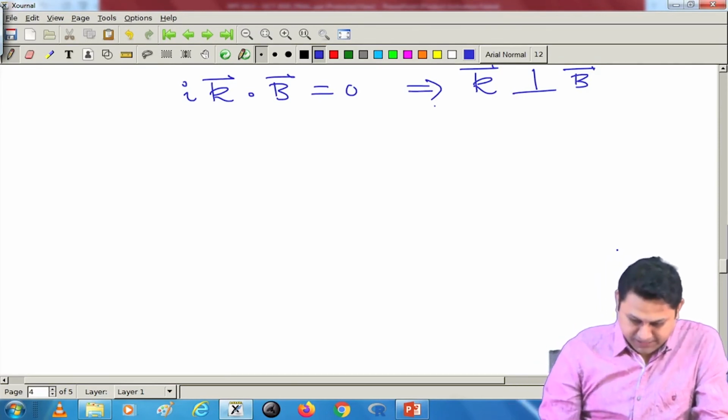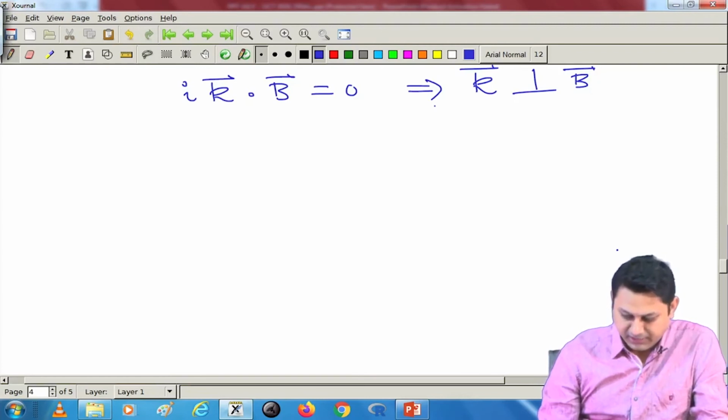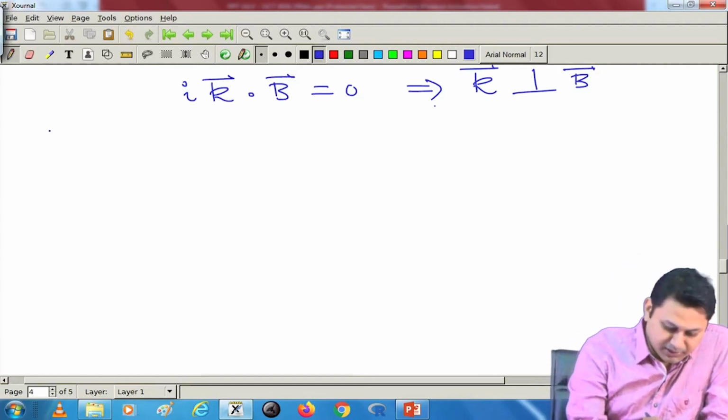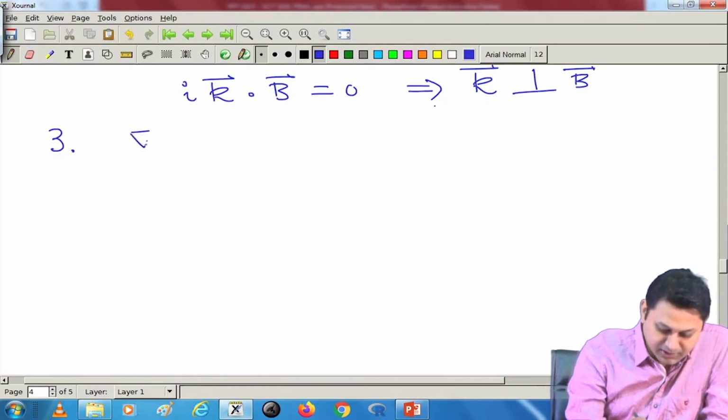So, k is perpendicular to B and E both, fine. Then we are going to use my third Maxwell's equation, which is the relationship between E and B. So, curl of E is equal to minus del B by del t.